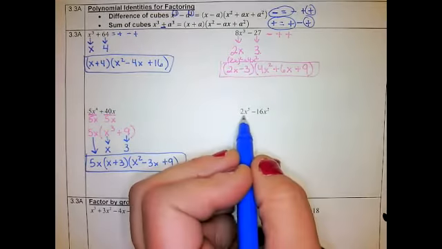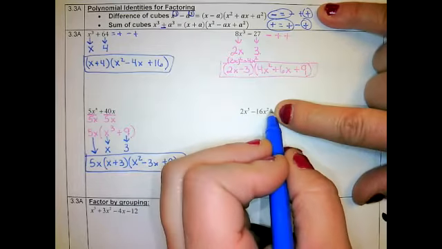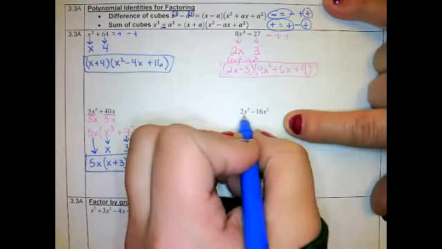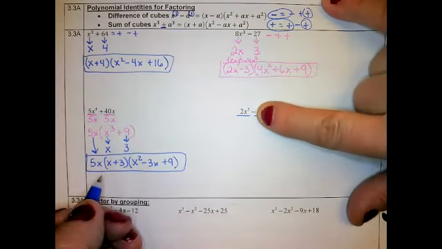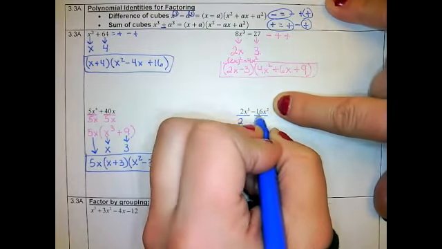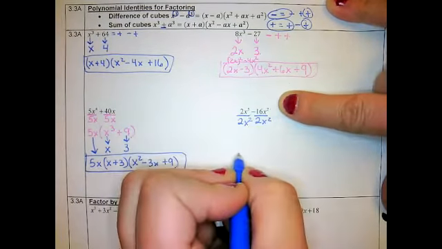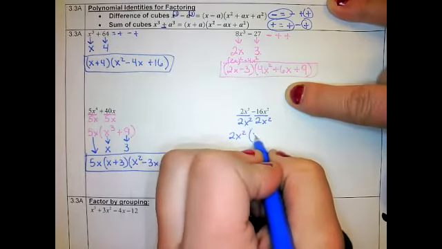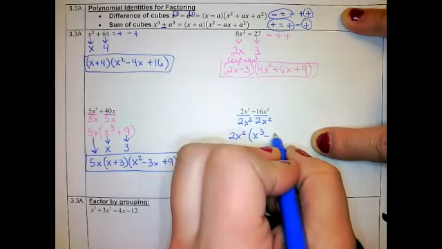So let's go ahead and take a look at this next one. So 2x to the 5th minus 16x squared. Just looking at it, there's nothing I can do right now. So I'm going to pull out a greatest common factor. 2 and 16 are both divisible by 2. And x to the 5th and x squared, I can pull an x squared out of both of those. So if I pull a 2x squared out, then I'm left with x to the 3rd minus 8.